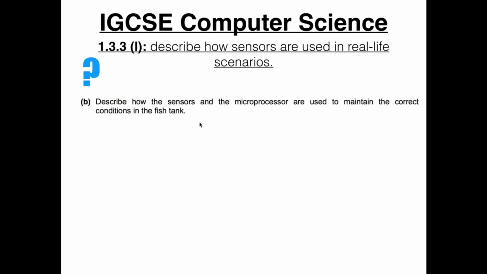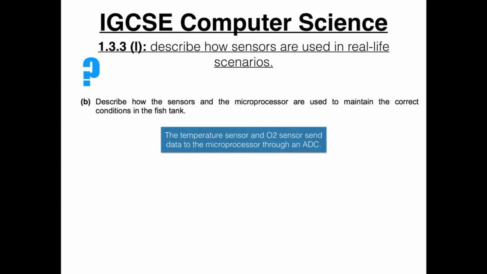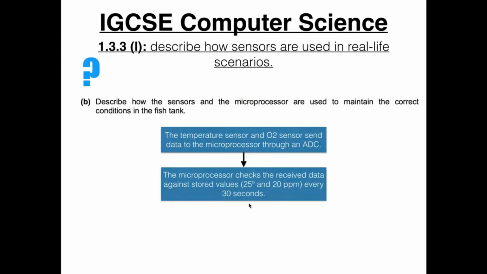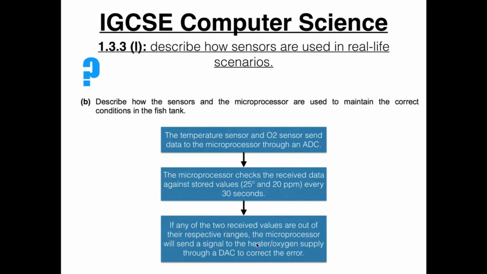Then there's question B, describe how the sensors and the microprocessor are used to maintain the correct conditions in the fish tank. So here's how we could set out our answer. The temperature sensor and the O2 sensor (I should have subscripted that, forgot to, it looks weird) send data to the microprocessor through an ADC. The microprocessor checks the received data against stored values, 25 degrees and 20 ppm, every 30 seconds. And if any of the 2 received values are out of their respective ranges, the microprocessor will send a signal to the heater or oxygen supply through a DAC to correct the error.